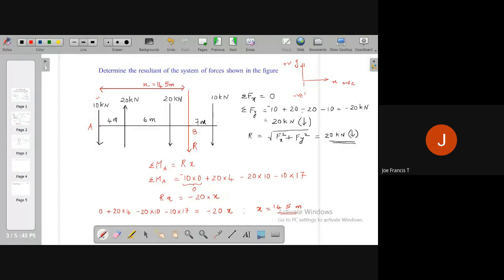When we wrote the equation, this 10 is acting downwards, so you got a negative sign here. You put negative. This 20 is acting upward, so you put positive. The next 20 is negative, and finally this 10 is also negative. So after adding all these, you got a value as negative. So this negative sign indicates that it is acting downwards.